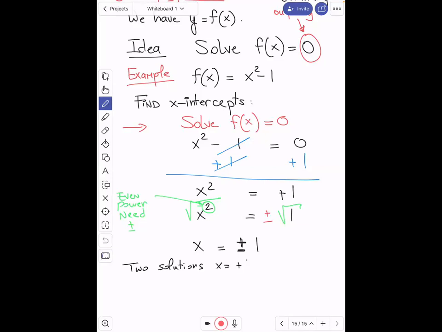X equal to positive 1 and x equal to negative 1. So then your final answer, your x-intercepts are, first solution, positive 1. So it's going to be (1, 0), because the y coordinate is always 0 for an x-intercept. And the second solution is negative 1. So (-1, 0). Okay.